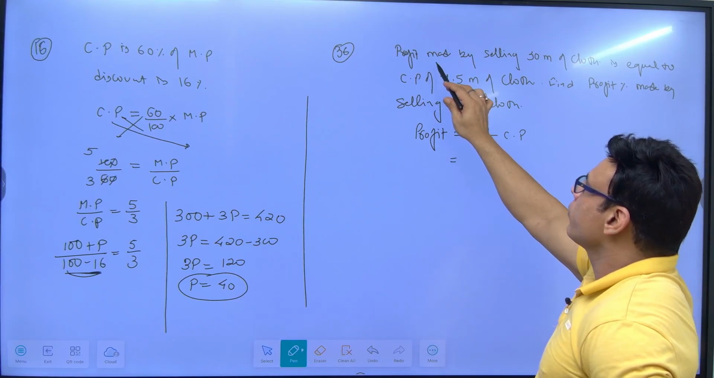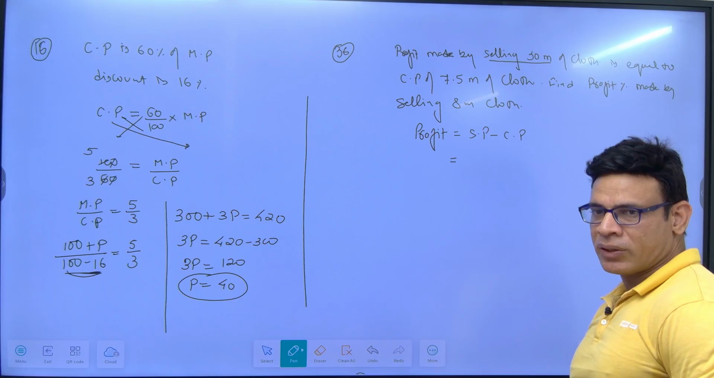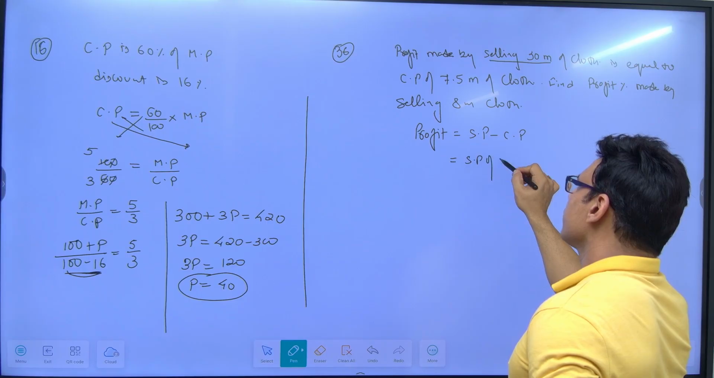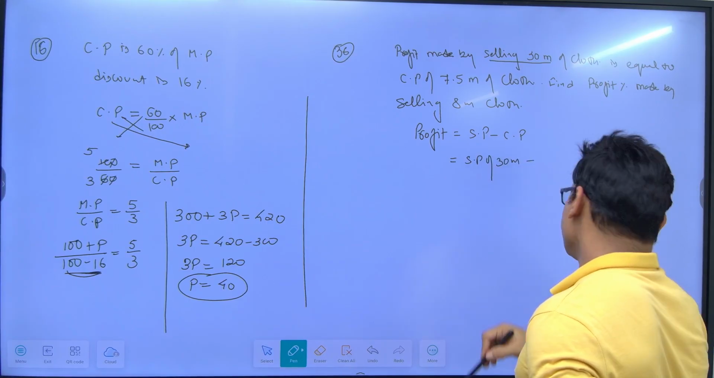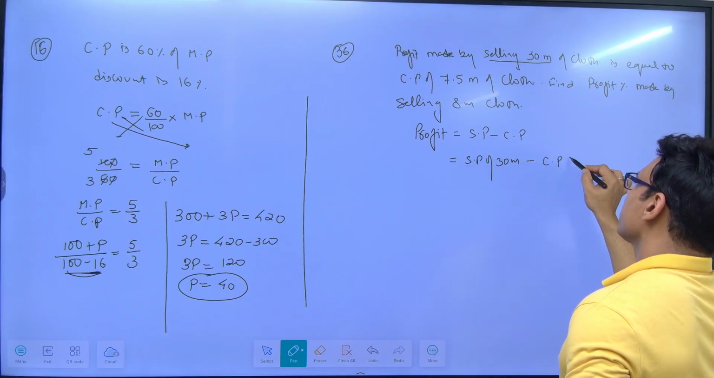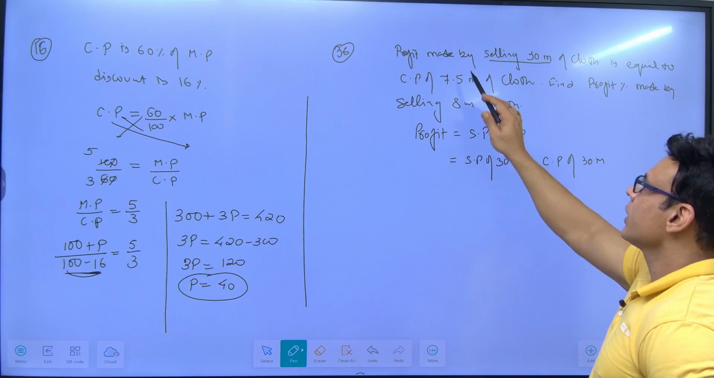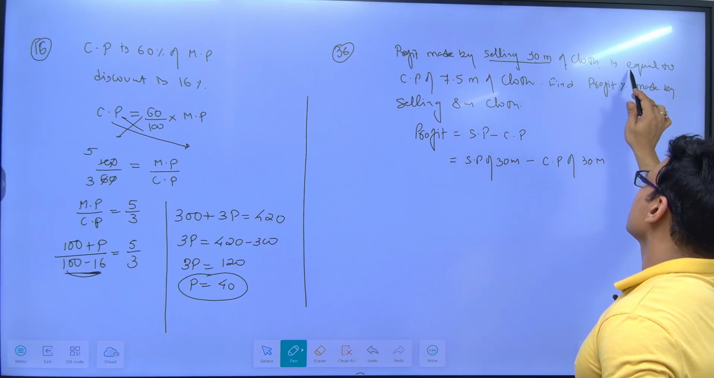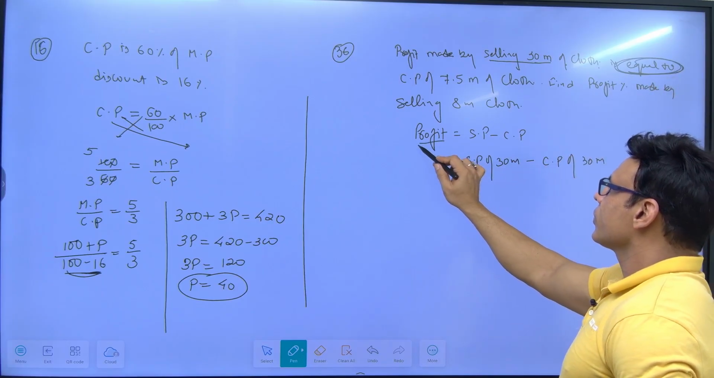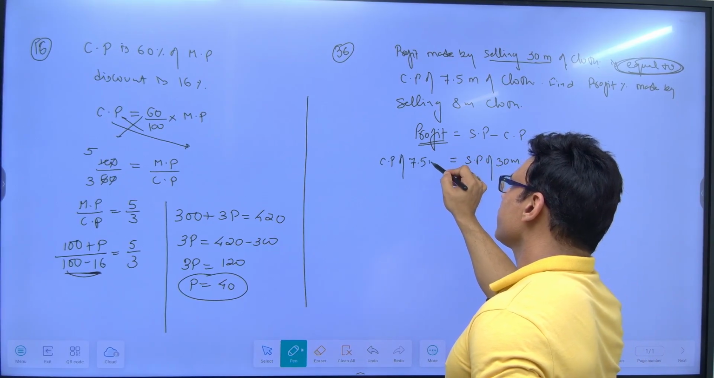Now they're saying profit made by selling 30 meters of cloth. How much cloth you are selling? So I will write selling price of 30 meter. If I'm selling 30 meter, I must have purchased that 30 meter at some price. It will give you cost price of 30 meter, right? So profit made by selling 30 meter of cloth is equal to what? Cost price of 7.5 meters.